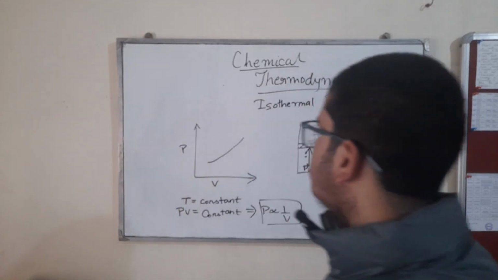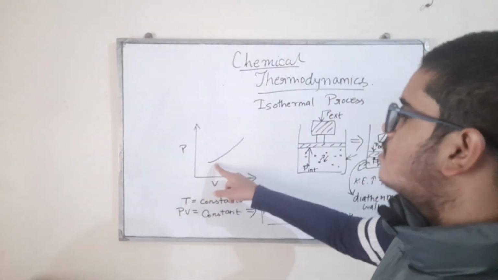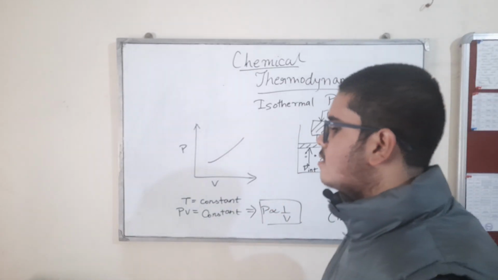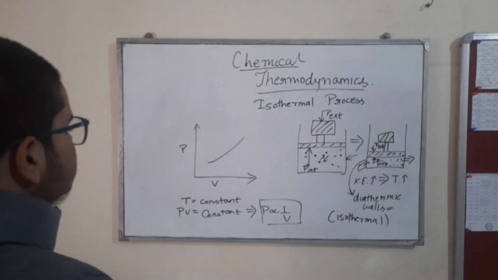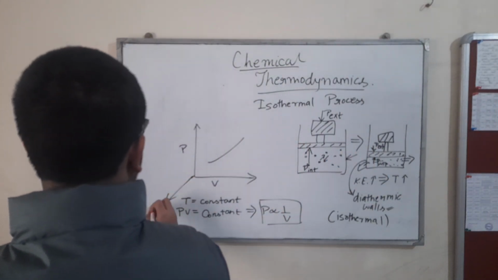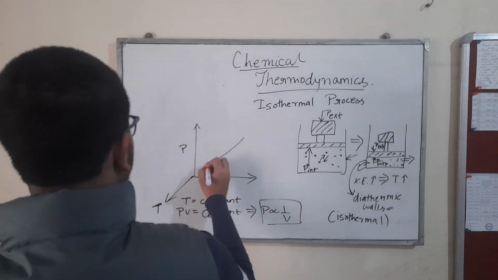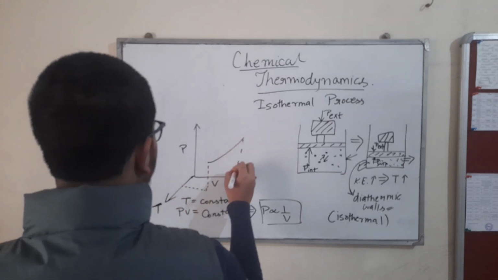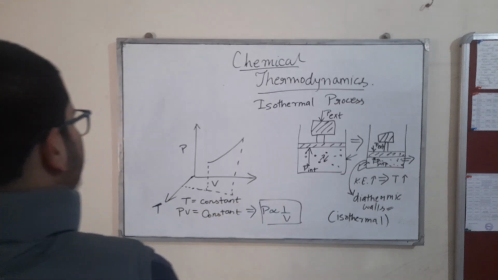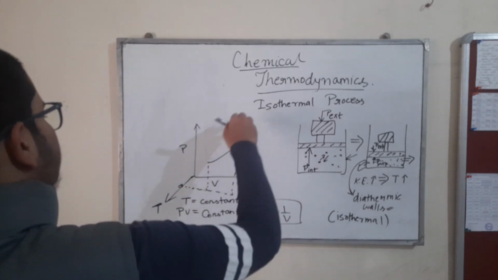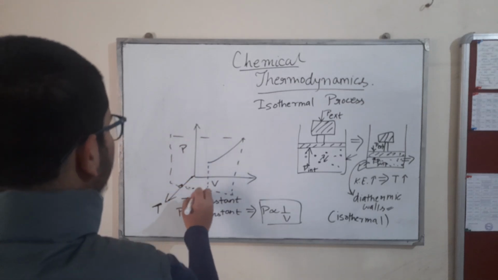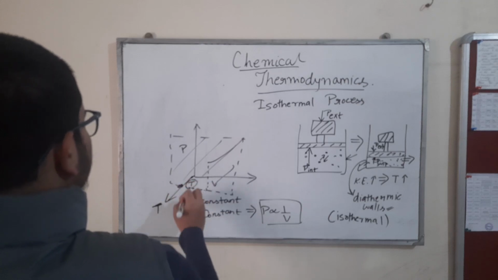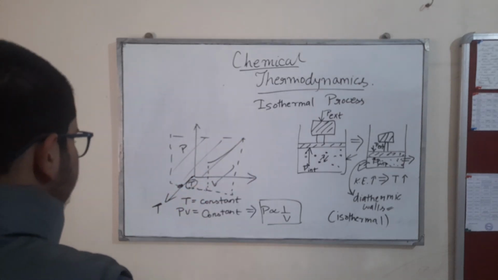So you see this graph? This is the graph for Boyle's law, and this is also the graph for isothermal. I gave you the three-dimensional representation. If I draw the temperature axis here, in both the cases they lie in the same plane. So temperature is the same for both these states.